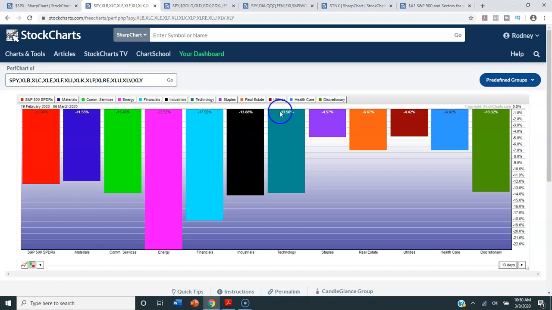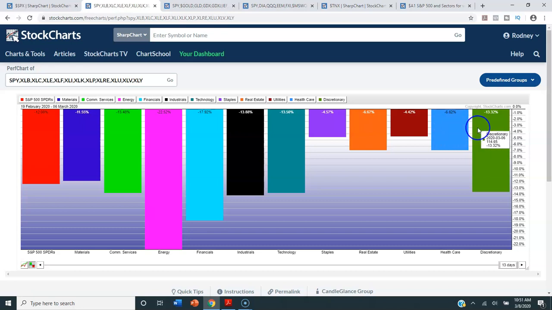And now let's move on to the XLV, which is healthcare. And for numerous reasons, this one did better on a relative basis than others last week. But the healthcare sector also tends to be somewhat defensive over most time periods. So the XLV, that's V as in Victor, that's the ticker for that one. It's down 6.62% over the last 13 trading sessions.